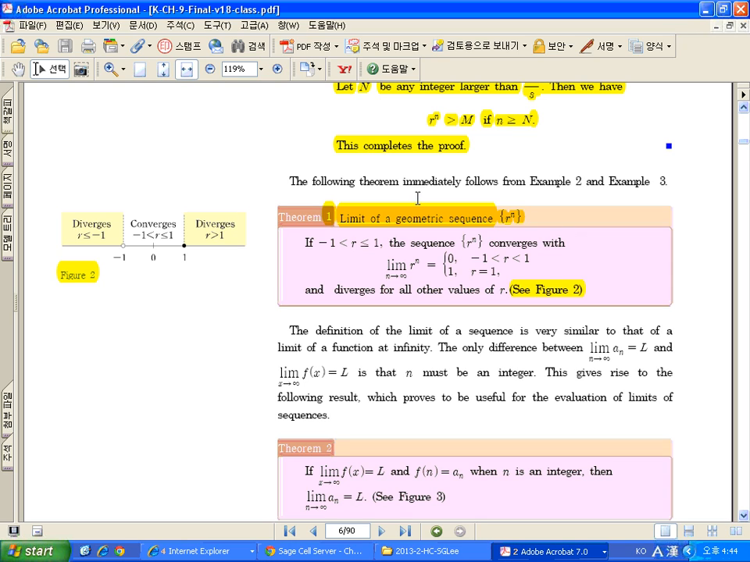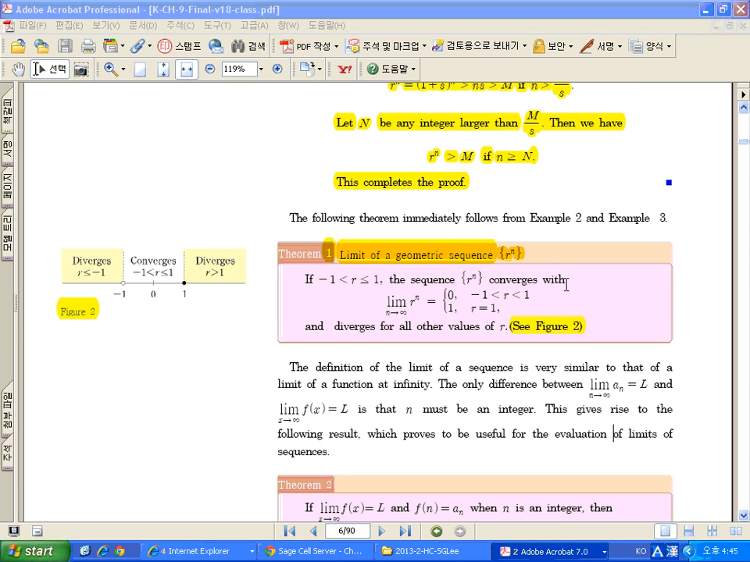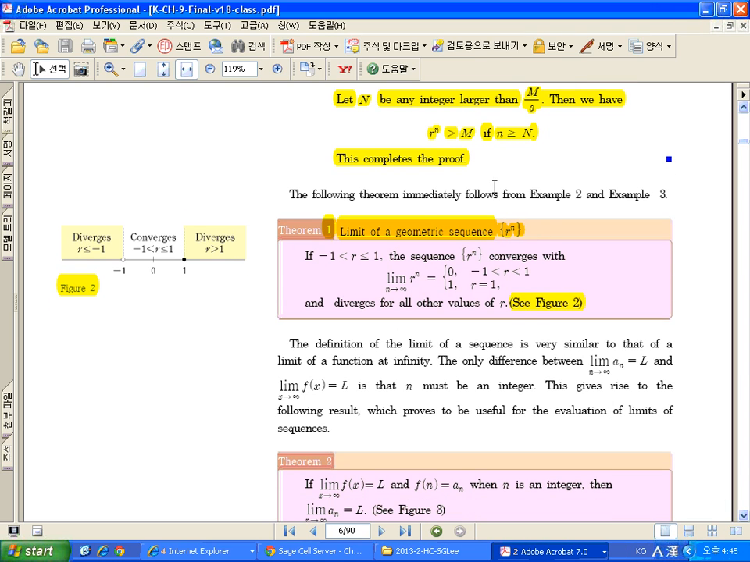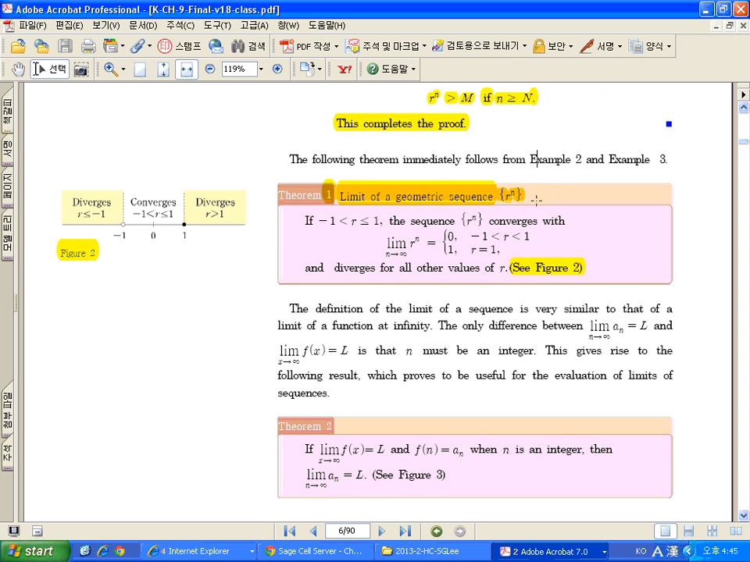And the following theorem immediately follows from examples 2 and 3. So if we summarize, the following theorem follows from the above examples. Limit of a geometric sequence: if r is in between here, then this sequence converges. But for any other values of r, the sequence diverges. So we can write it in this way, which can be shown in figure 2.